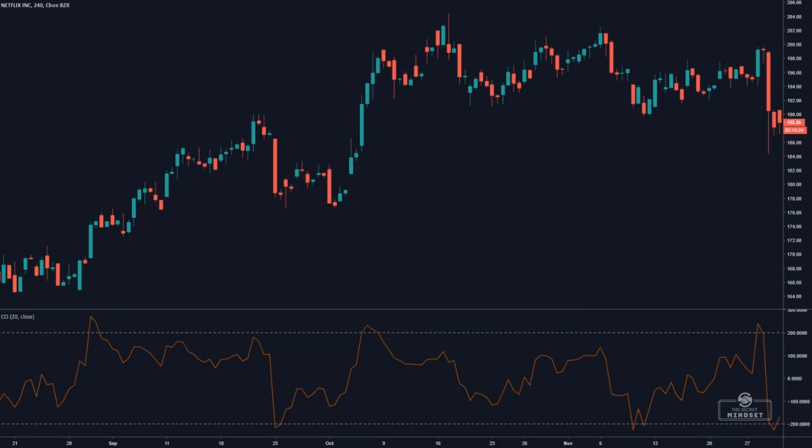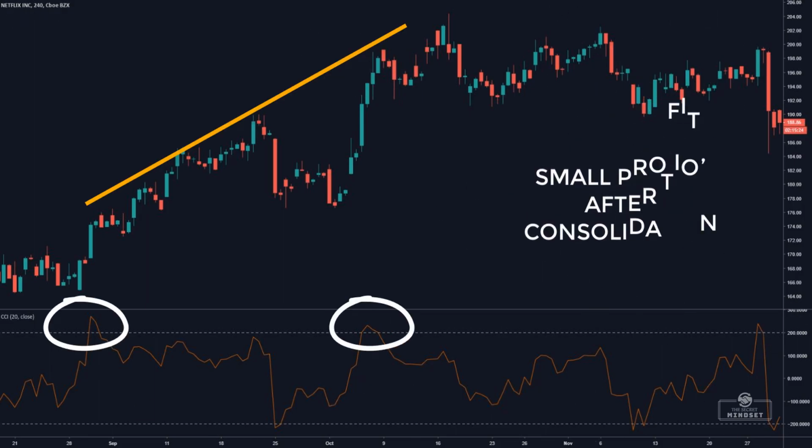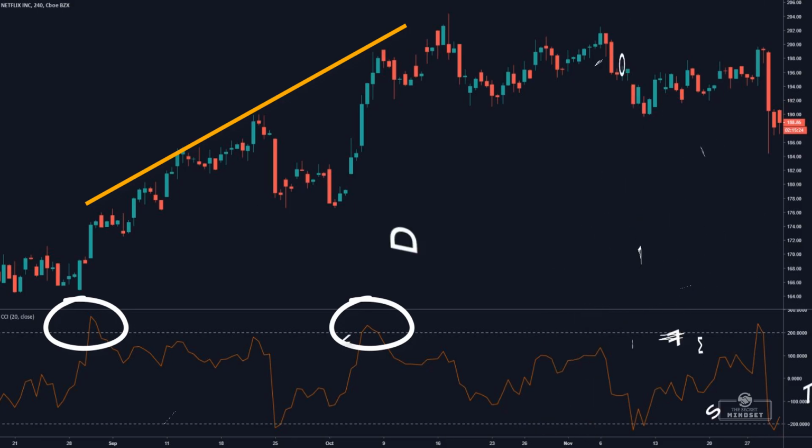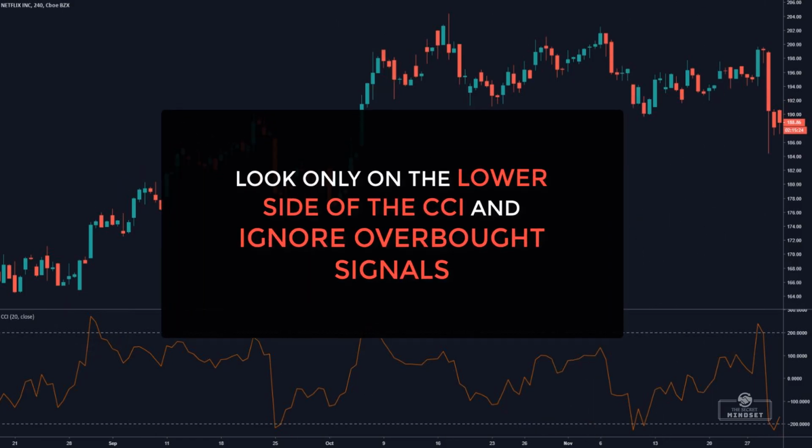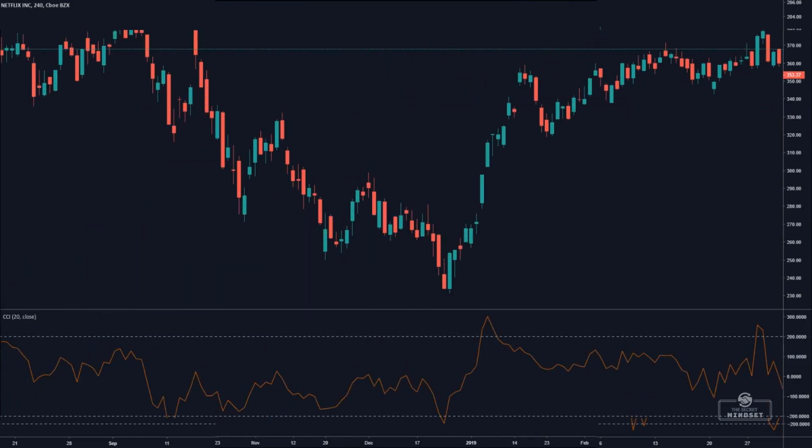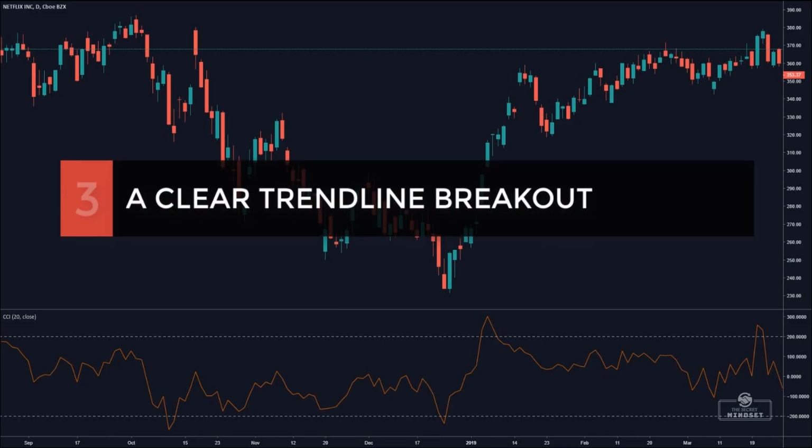This trade, for example, would have brought some profits eventually, but not without a period of consolidation. So take my advice and look only on the lower side of the CCI and ignore overbought signals. Now for the third condition, we want to see a clear trendline break in order to enter the market.